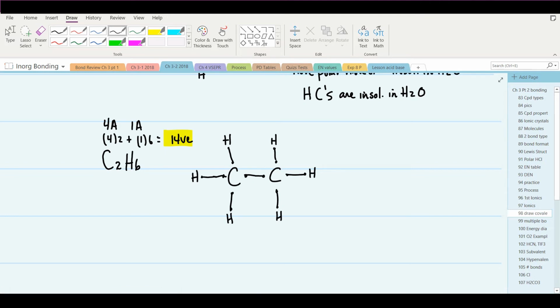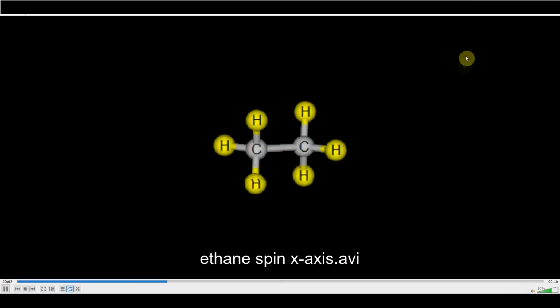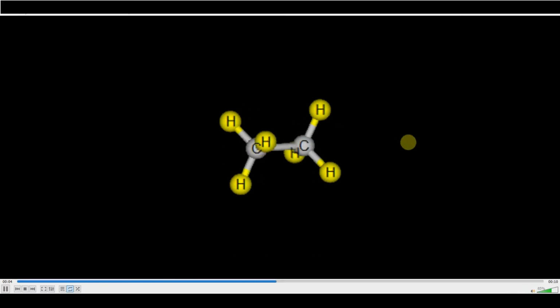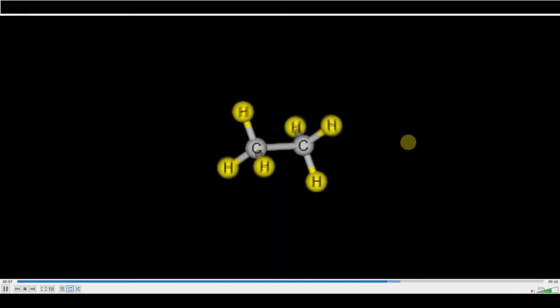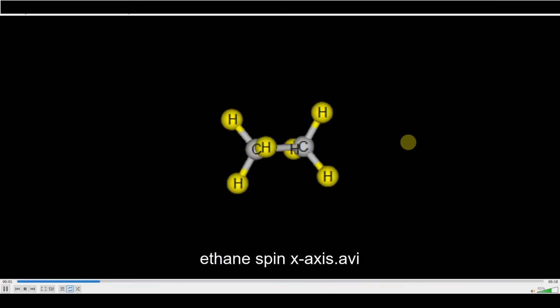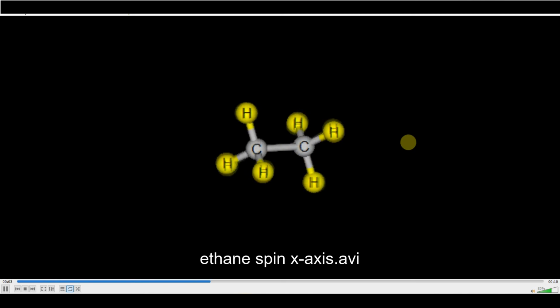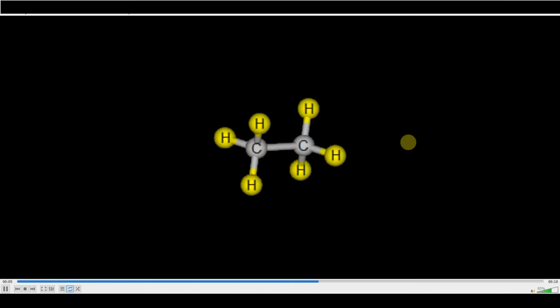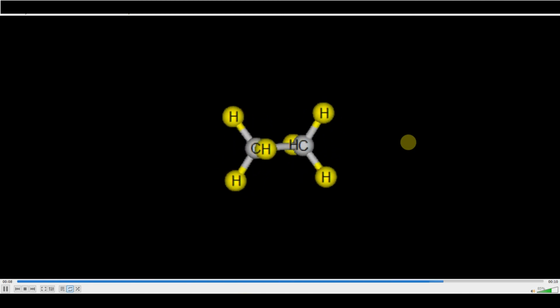Let's just look at an animation of it. Notice that each carbon has 110-degree bond angles around it. The molecular geometry around each carbon is tetrahedral. It's a nonpolar molecule. It's insoluble in water.